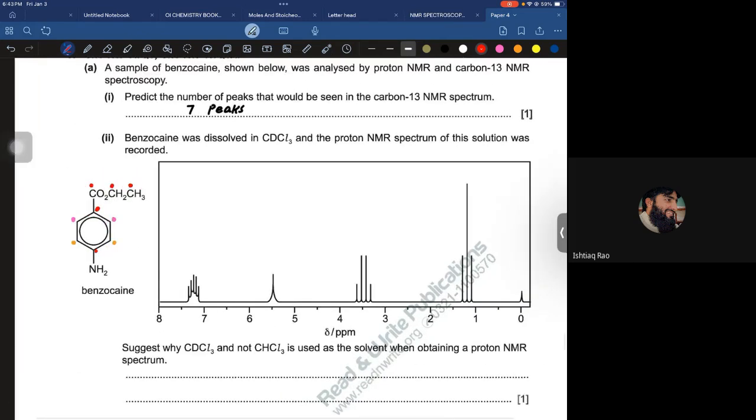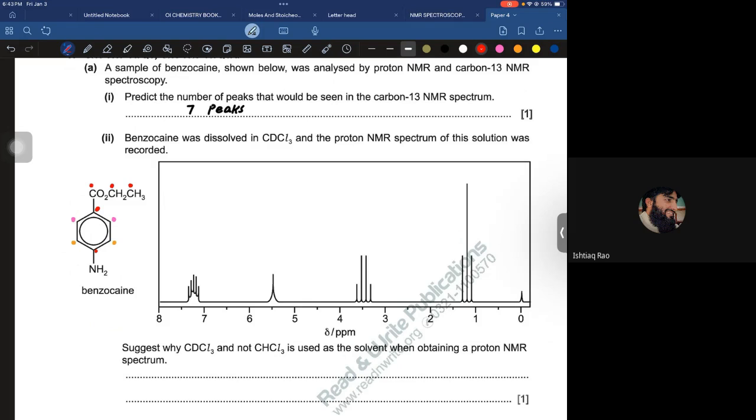Okay, so peaks means the number of environments. The number of environments means the number of peaks. If you are going to find out the total number of environments, in short you are going to determine the total number of peaks that this sample would give you if you put this sample into the NMR spectrometer.